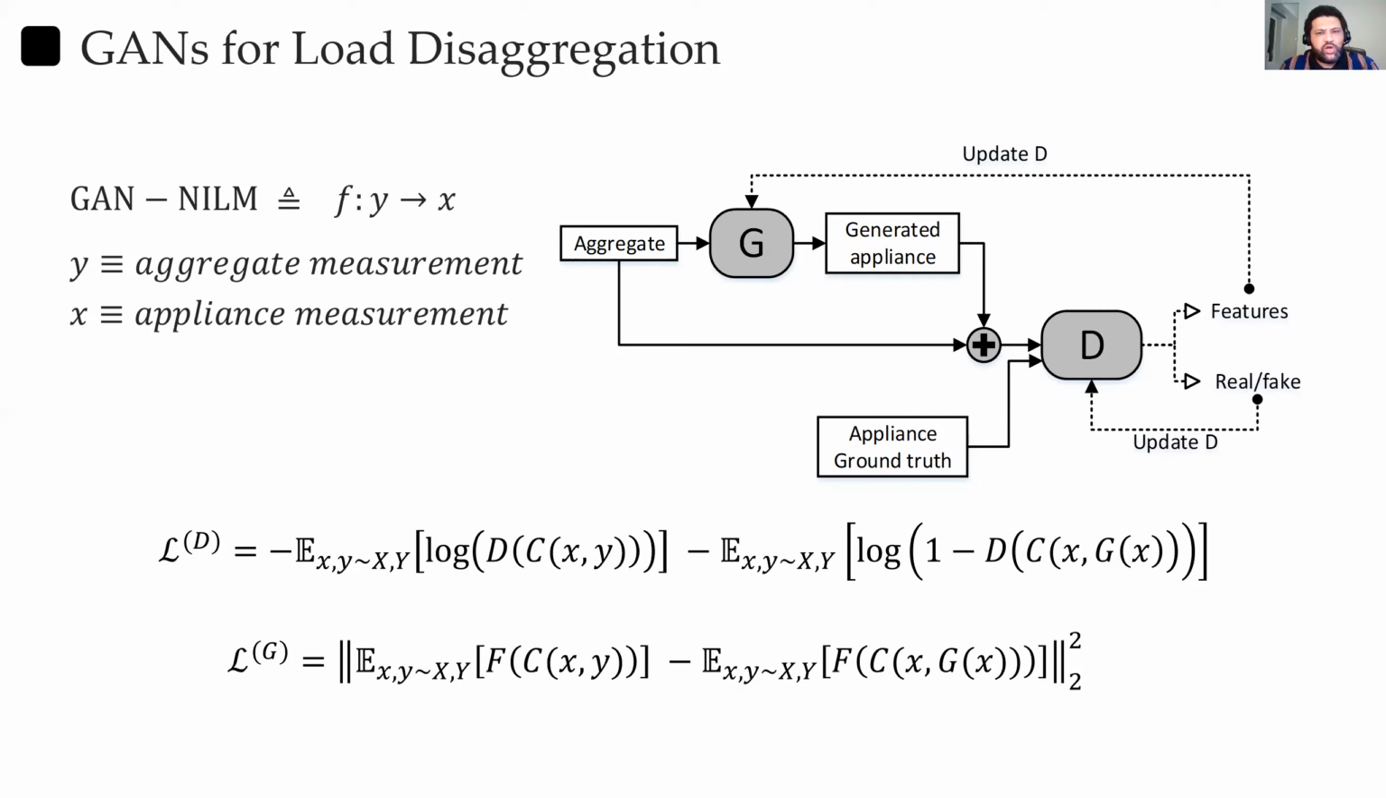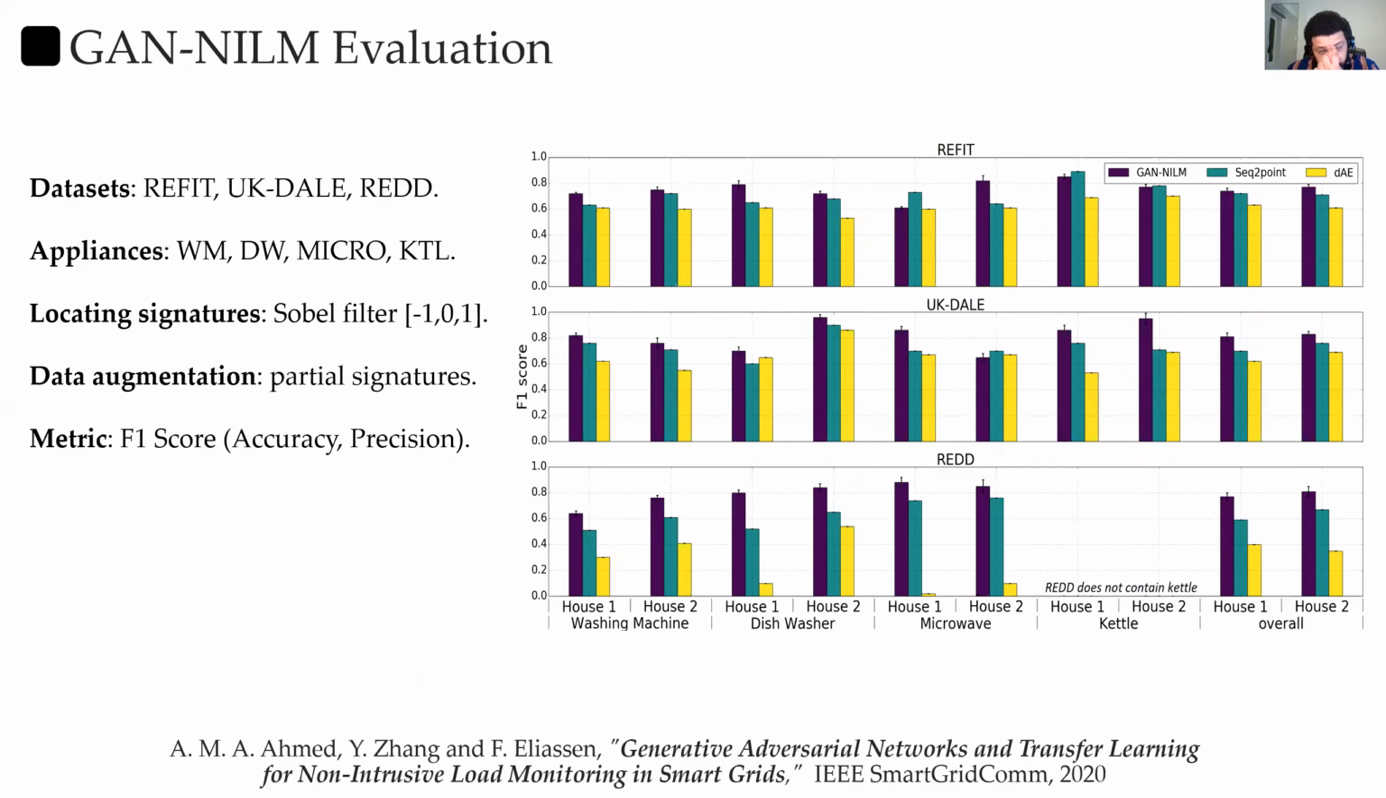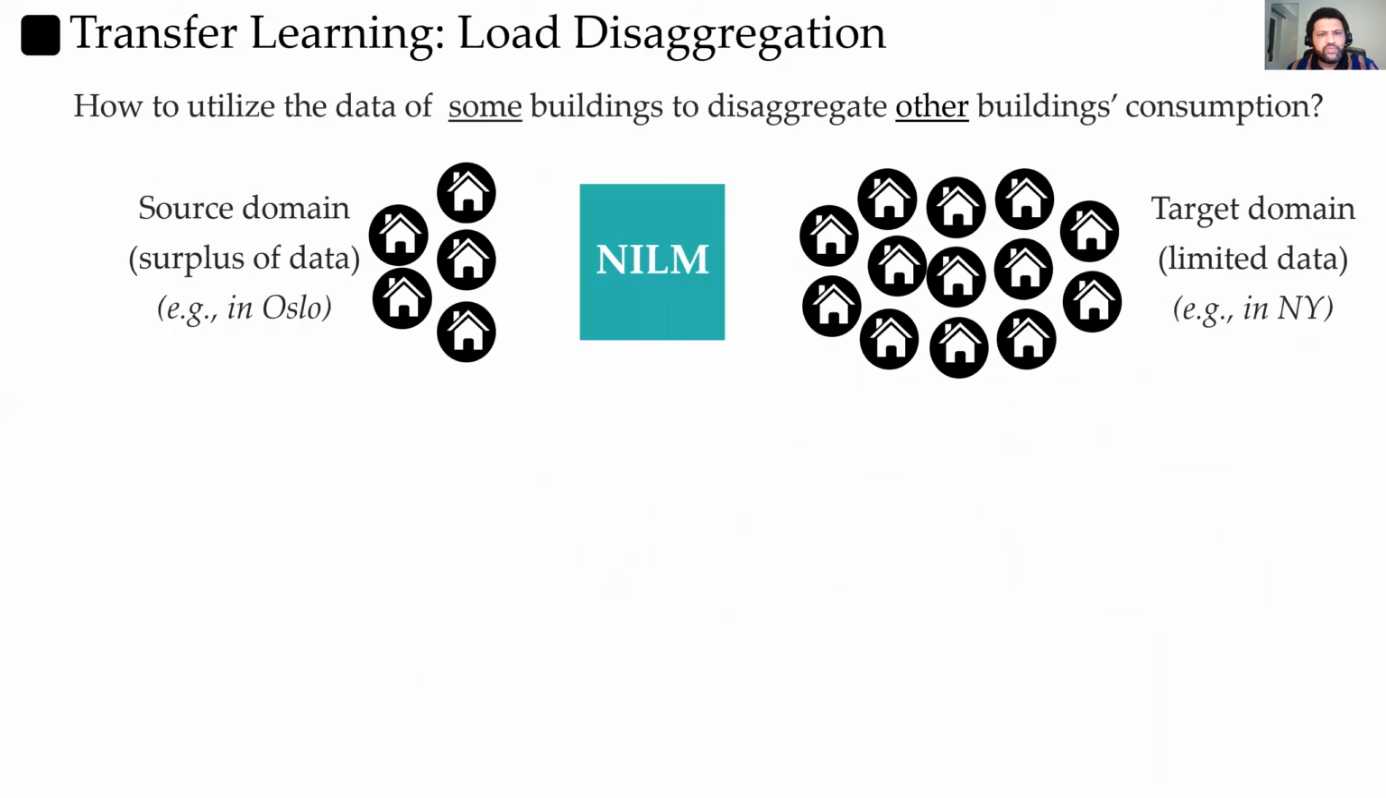To make GANs work for NILM, we had to make some adaptations to the loss function, but the adversarial notion that we discussed in the previous slides is still the main training scheme. When we evaluated GAN-NILM on the same building, we outperformed other models based on convolutional neural networks and autoencoders.